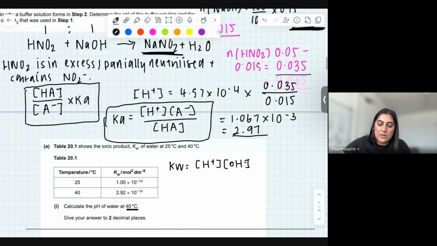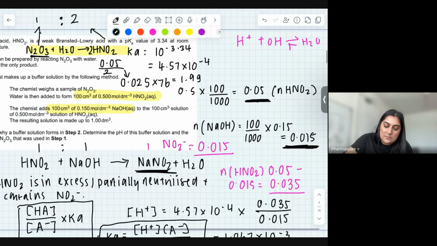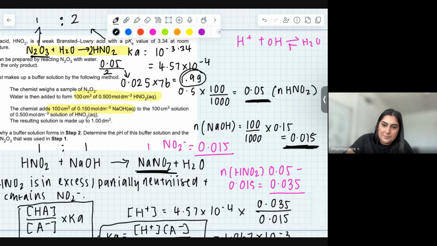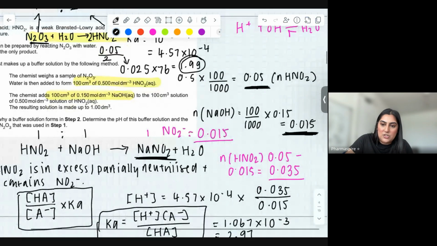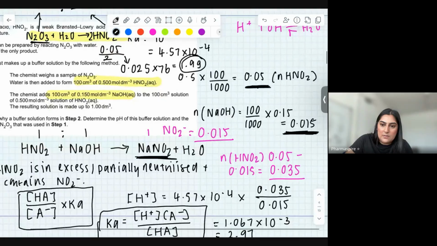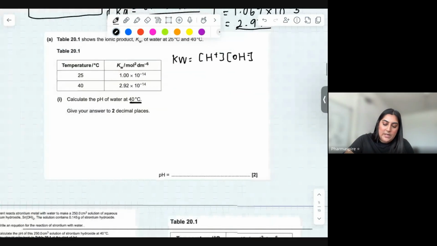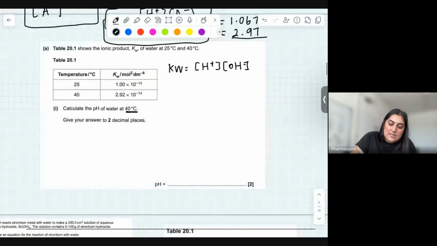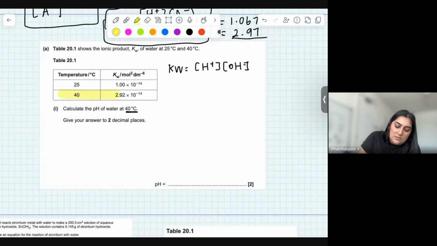Oh, the answer is 1.9 grams. There. And your pH is 2.97. Right, so we know that 40 degrees means that we're going to be using this Kw.